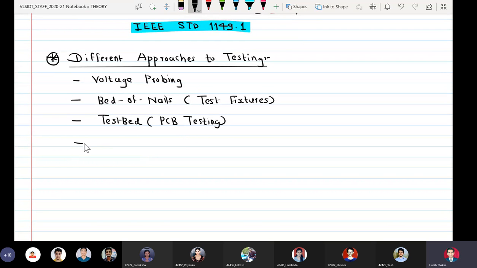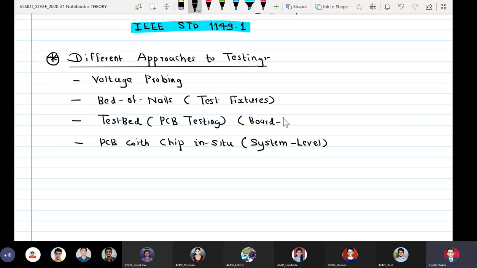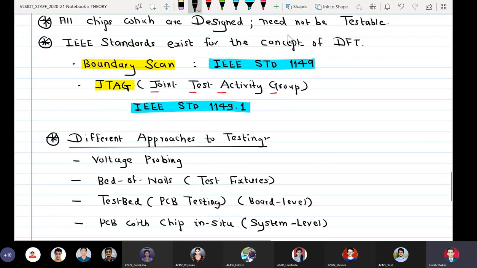For bench level testing, and then we have PCB with chip in situ, for system level testing. Board level. Okay, fine.